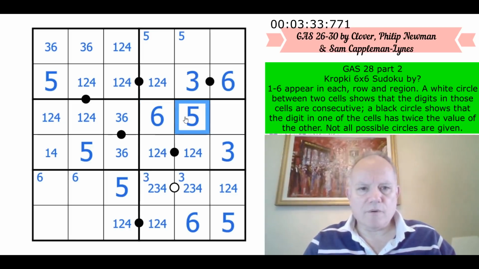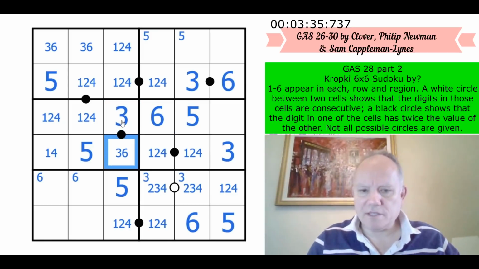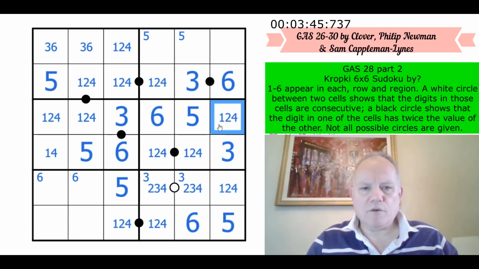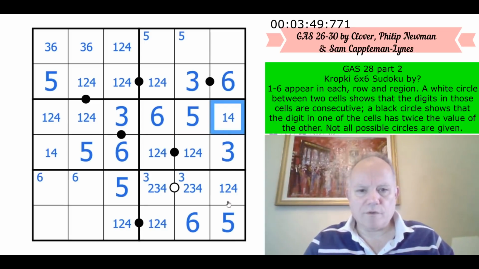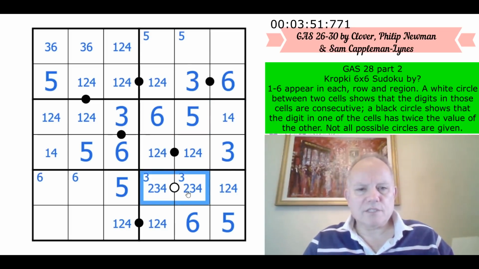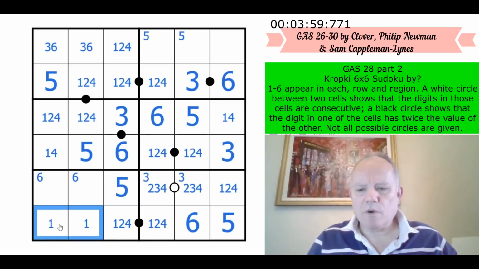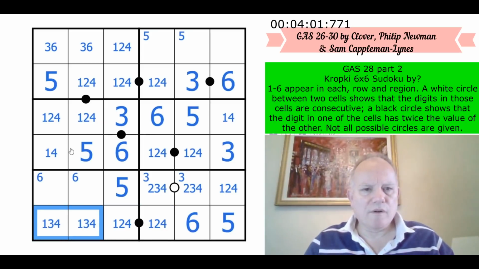In column 4, we get the 5 there. 3 and 6 are resolved. Don't think I've made mistakes yet. That is from 1, 2, or 4, but there's a 2 in one of those, so that is 1 or 4. Now, is this 2, 3 or 3, 4? There's a 2 in one of those, so these are from 1, 3, and 4.